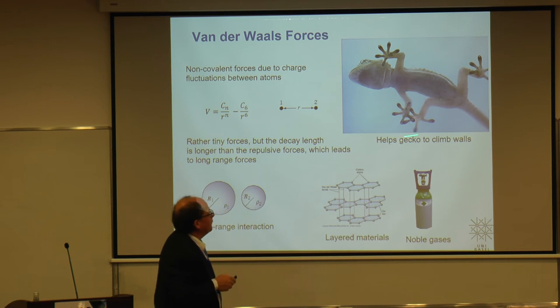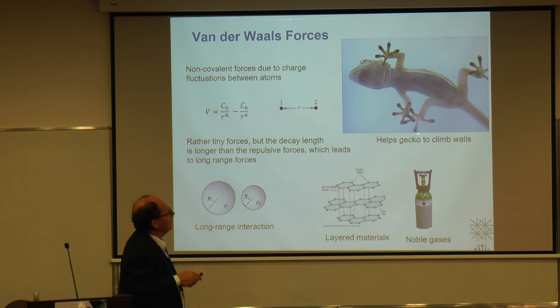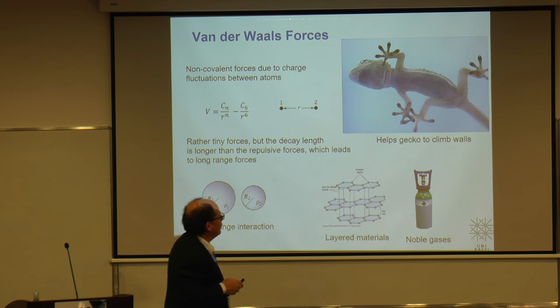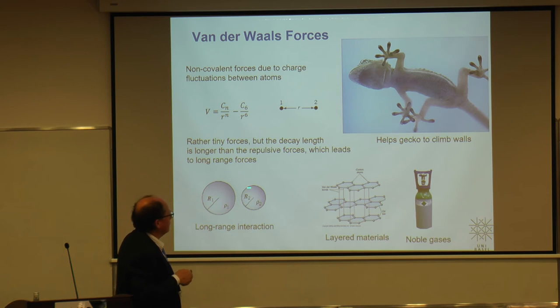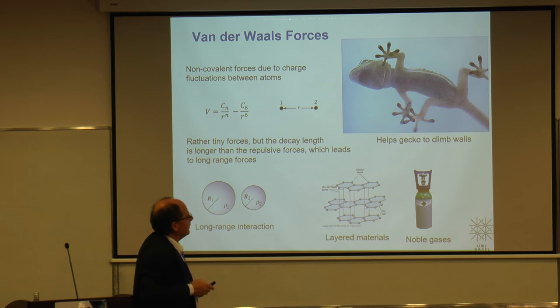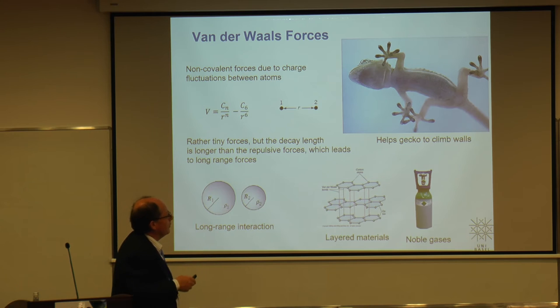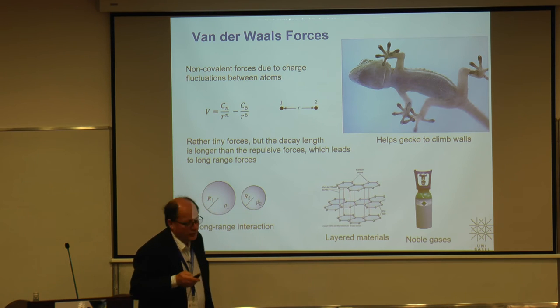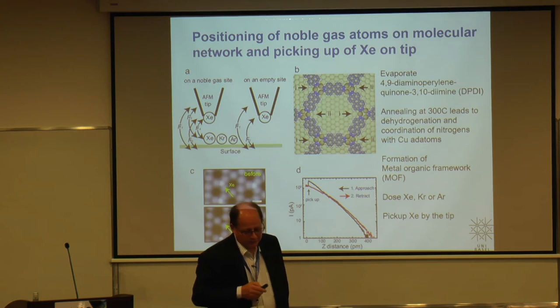So even on a macro scale, this gecko, for example, has a very good control of the contact area and can increase the van der Waals interaction. So this van der Waals interaction can also create more long-range forces if you have a bigger contact, or for example the gap between layered materials, or noble gases interaction.